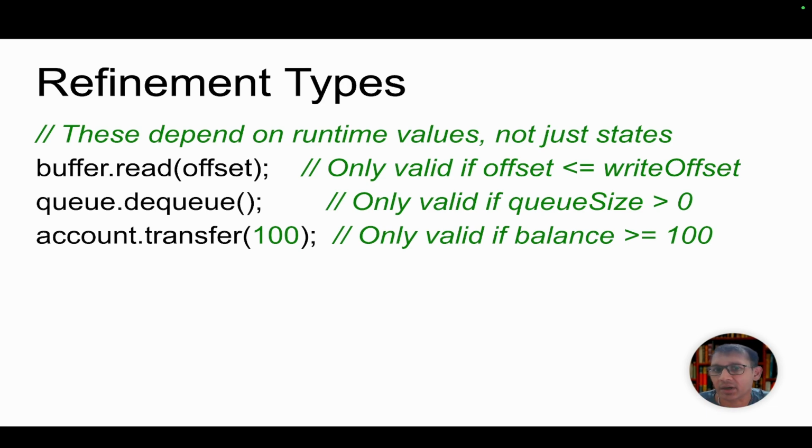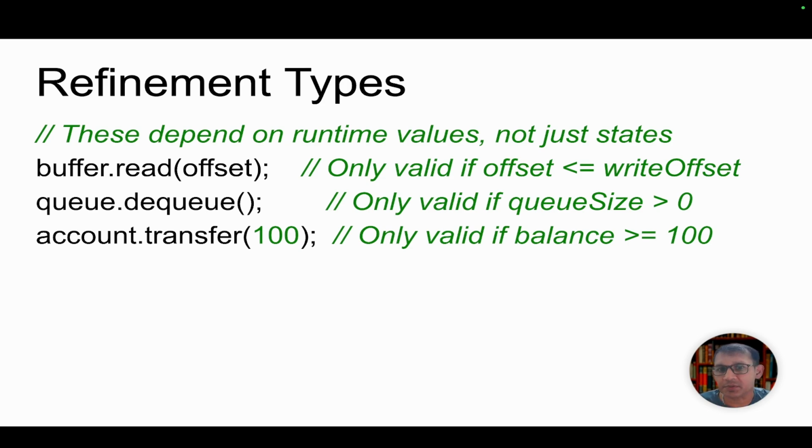Consider a buffer with read and write operations. The traditional approach would track whether the buffer is readable or writable as states. But the real constraint is more nuanced. You can only read from positions that have been written to. This depends on the specific offset values being used, not just whether read or write operations have occurred.